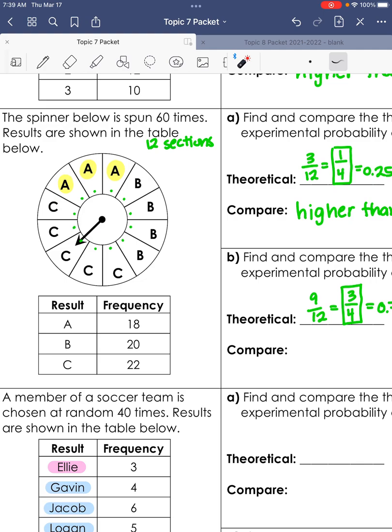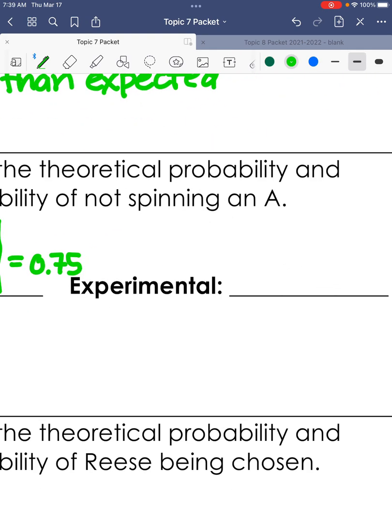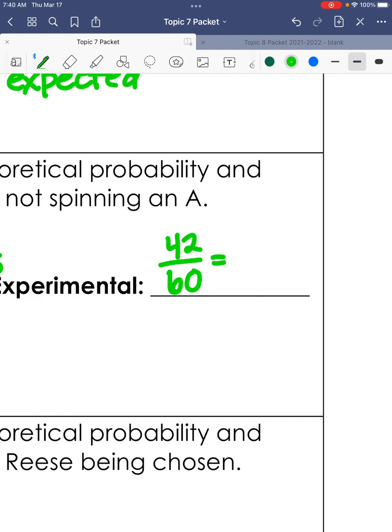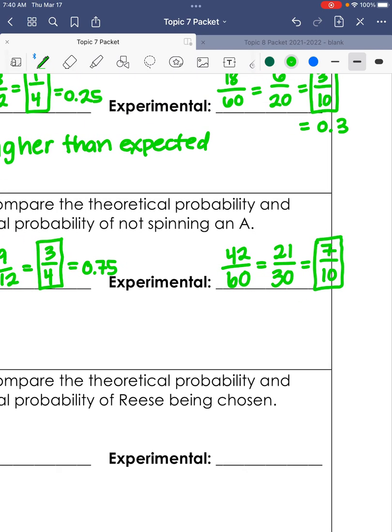So 42 is the number of favorable outcomes, and I divide that by the total number of outcomes, 60. The spinner was spun 60 times. Well, does this reduce? I know that 2 goes into both of these numbers. 2 goes into 42 21 times, and 2 goes into 60 30 times. Well, these numbers are both divisible by 3. 21 divided by 3 is 7, and 30 divided by 3 is 10. I can't reduce that any further, so that is my probability, my experimental probability.